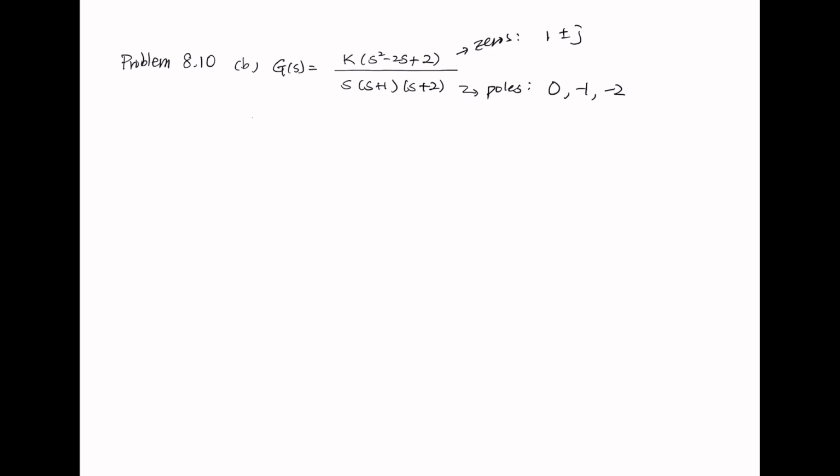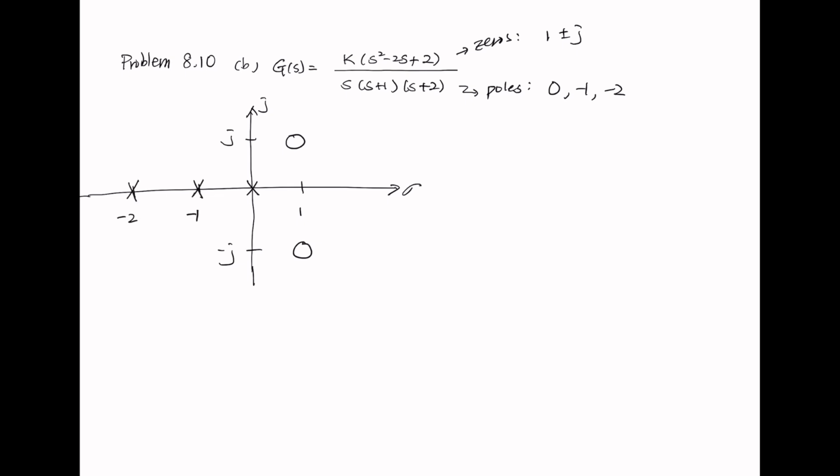If we sketch this, we have 1, this is j, this is -j. The zeros are 1 plus j right here and 1 minus j right here. And the poles we have at 0, -1, and -2. Let's find the real axis intercept and the asymptote angles.